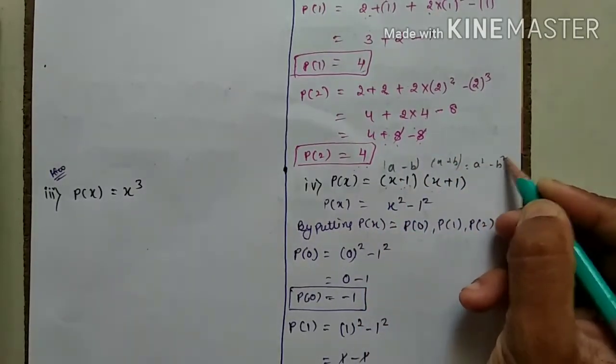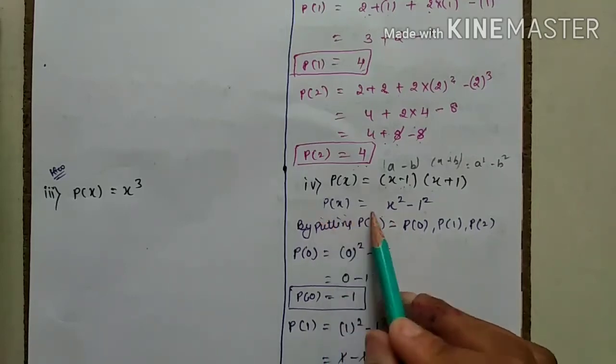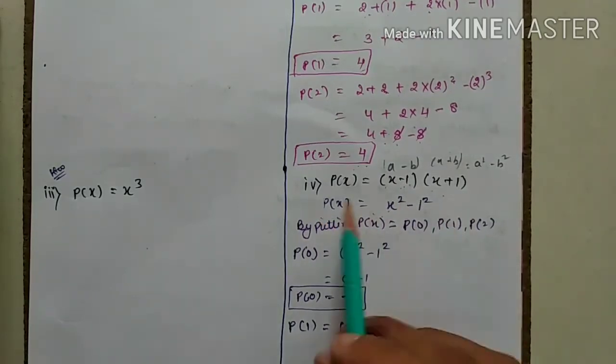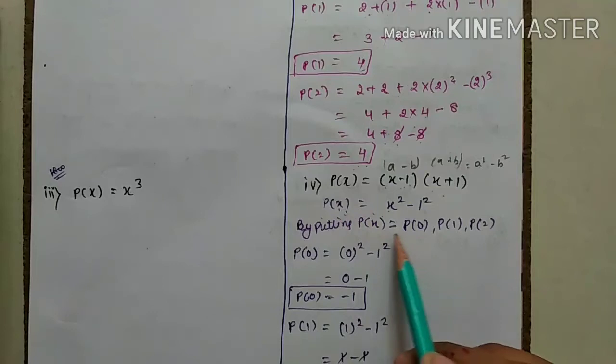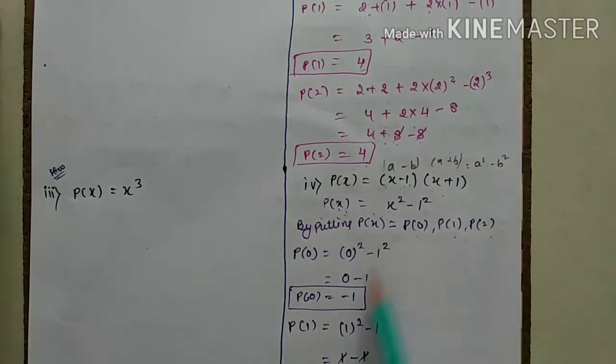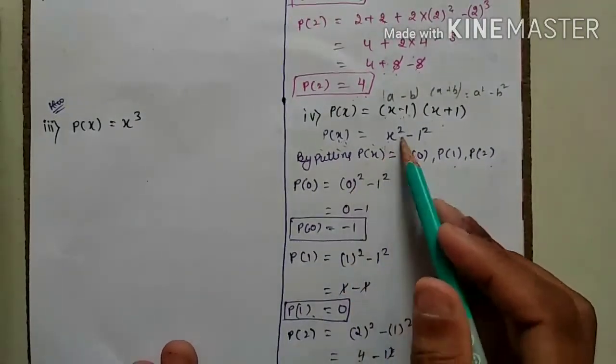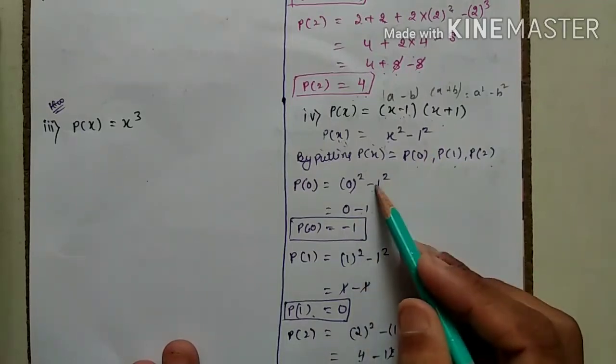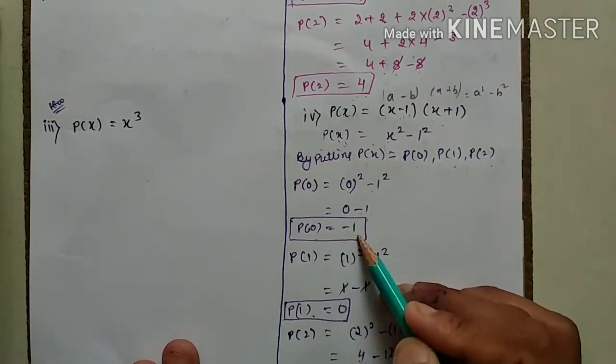A square minus B square. So I put it that way. P(x) equals x square minus 1 square. In the place of x, I have to put 0, then 1, then 2. So first I am putting 0. So 0 square minus 1 square. 0 minus 1 square is 1. So my answer is minus 1.